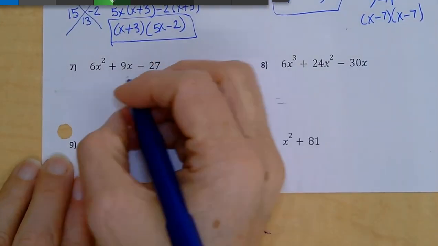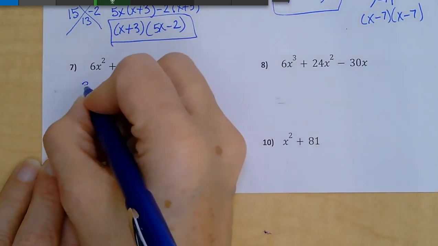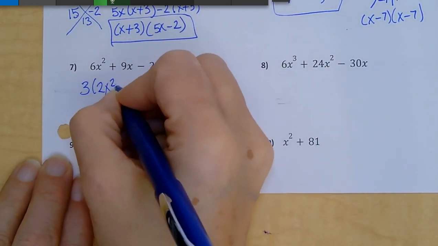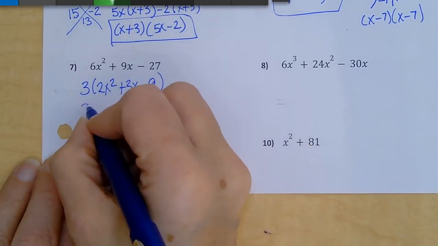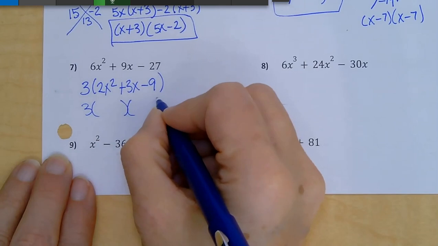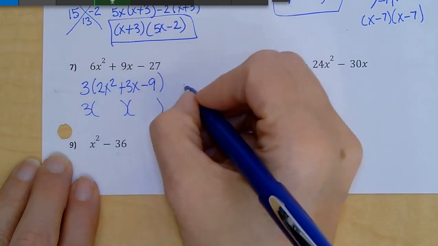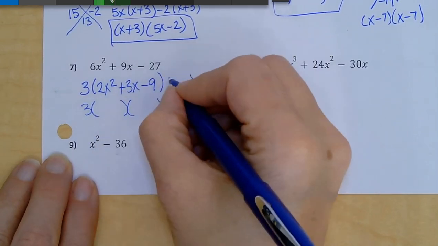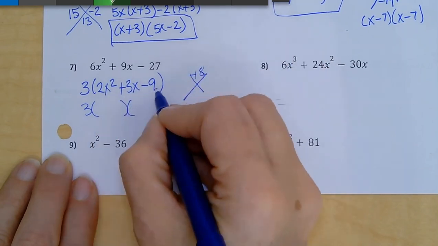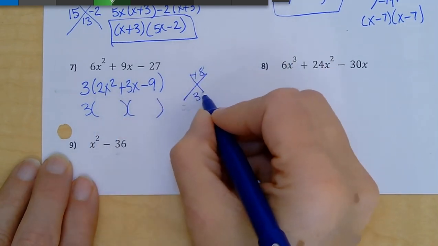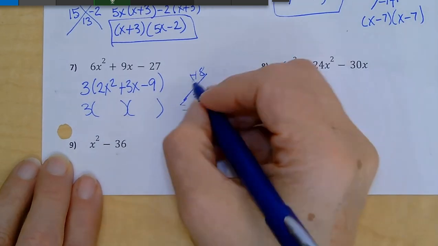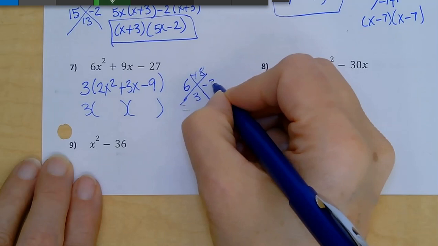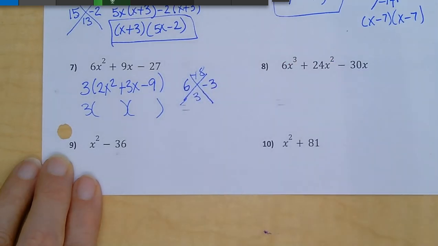6x squared plus 9x minus 27, those are all divisible by 3. I have 2x squared plus 3x minus 9. So now I'm probably going to get to do binomials. Let's see. I need two numbers that multiply to give me negative 18, right? 2 times negative 9. And they have to add to give me 3. So 6 times 3 is 18. 6 times negative 3 is negative 18, and 6 minus 3 is positive 3. So I think that's going to be it.